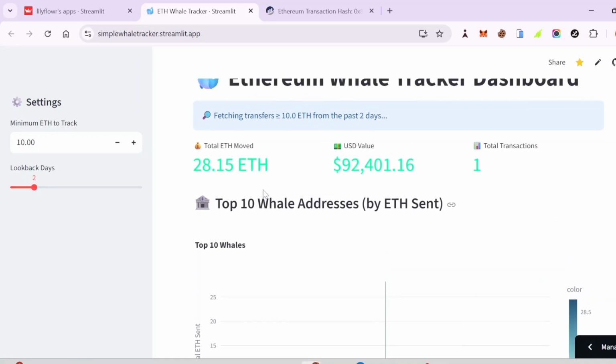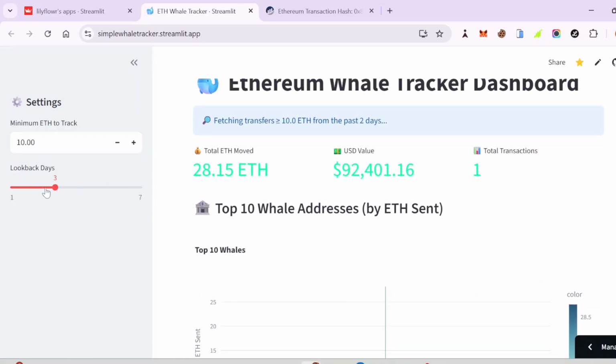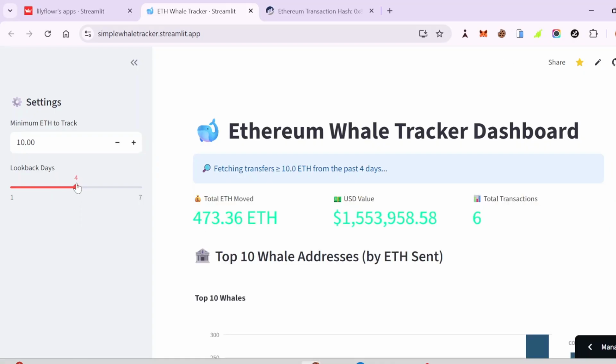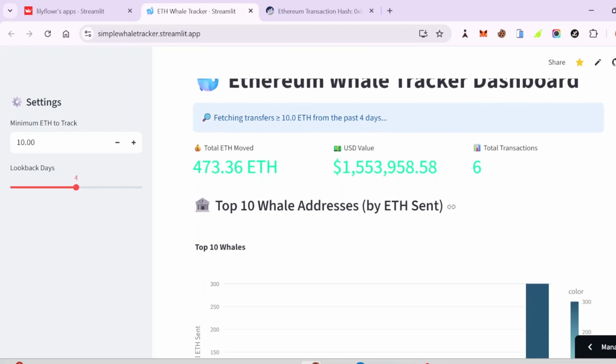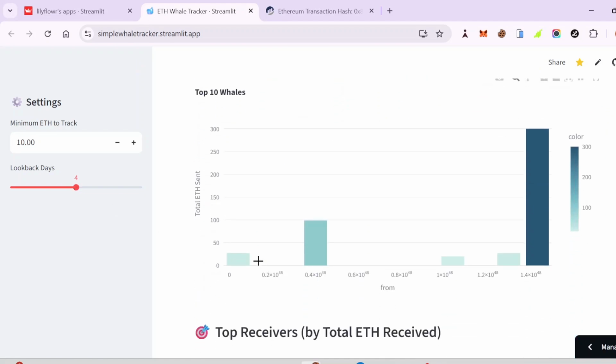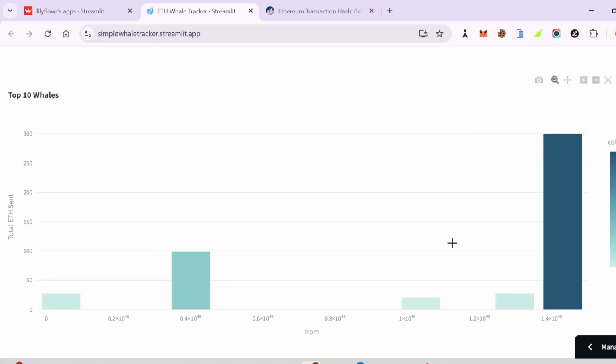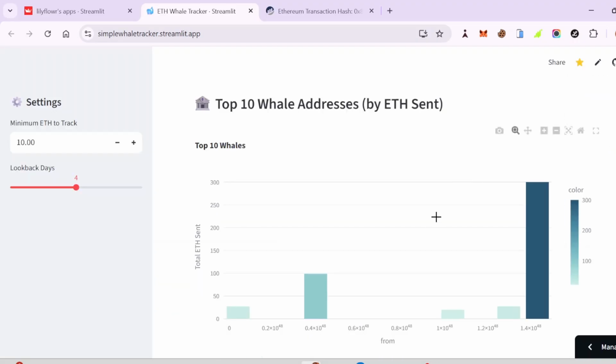At the top of the dashboard, you see aggregated context such as total ETH moved, its USD equivalent using live spot pricing, and the number of qualifying transactions. This establishes scale before any interpretation is done. Activity is then summarized by behavior, top sending addresses by cumulative ETH and top receiving addresses by cumulative ETH. This helps assess concentration without assuming intent.